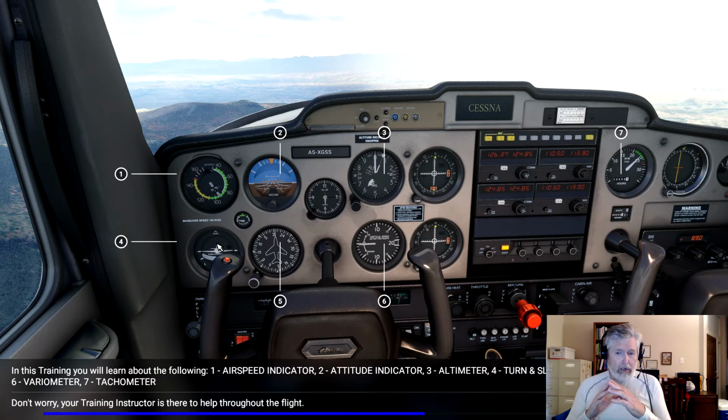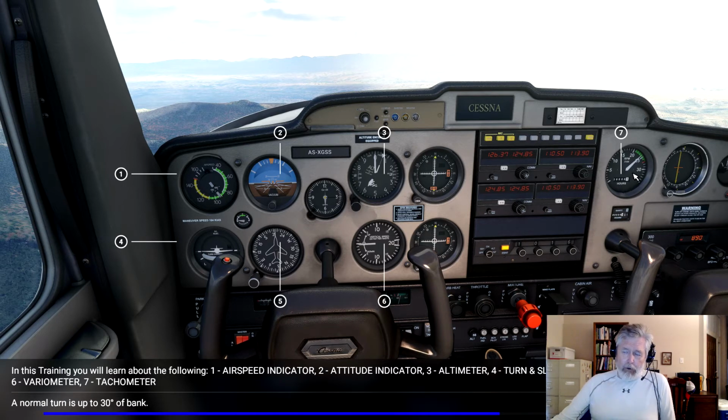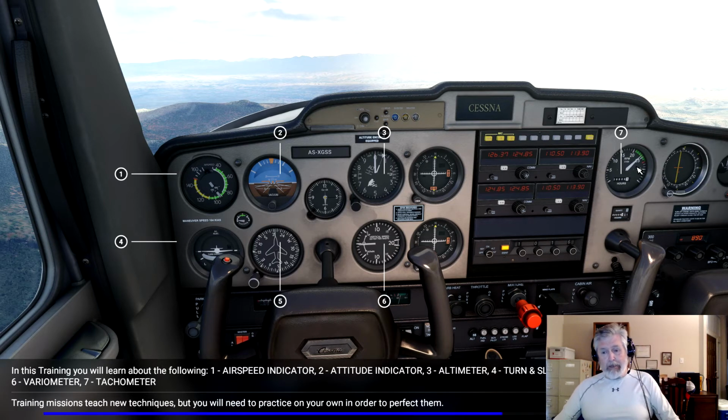The compass in number 5, or the heading indicator. 6 is called the variometer, or the vertical speed indicator. And then the tachometer way over here on the right. There are other gauges in the Cessna 152 dealing with navigation, but we won't be looking at those today.